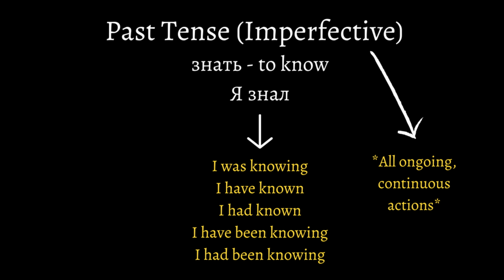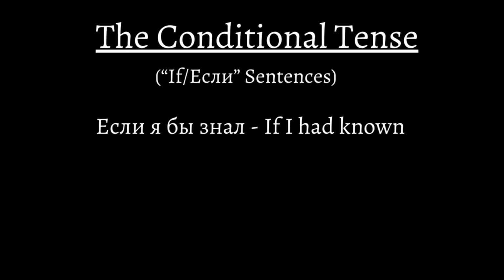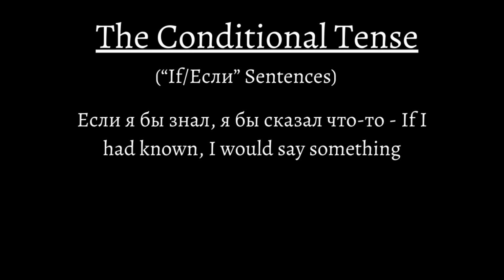Don't forget that the imperfective in Russian isn't just equivalent to the progressive in English. In some cases, it's possible to use any of these tenses from English to correspond to Russian. In this case, it doesn't make sense to say was knowing. So instead, we say had known, which is the past perfect. Если я бы знал, if I had known. Если я бы знал, я бы сказал что-то. If I had known, I would say something.